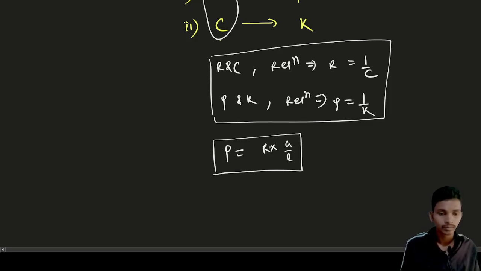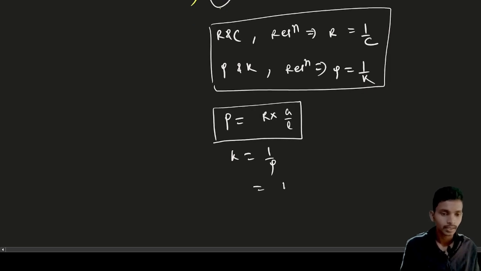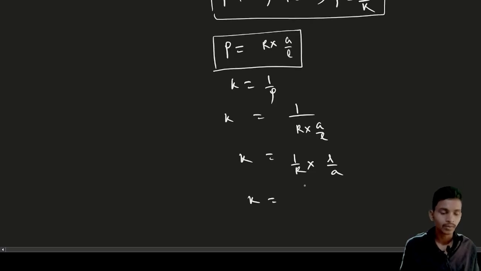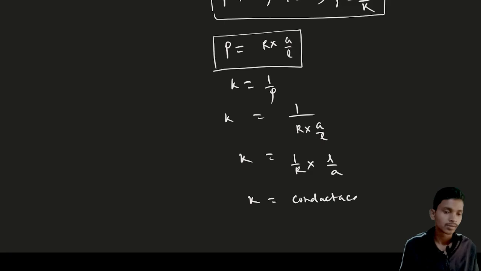Then the conductance value. Conductance is 1 by specific resistance, and specific resistance is R into A upon L. So this will become 1 by R into L by A. So kappa equals 1 by R, which is conductance, because conductance is 1 by R, and L by A is the cell constant.